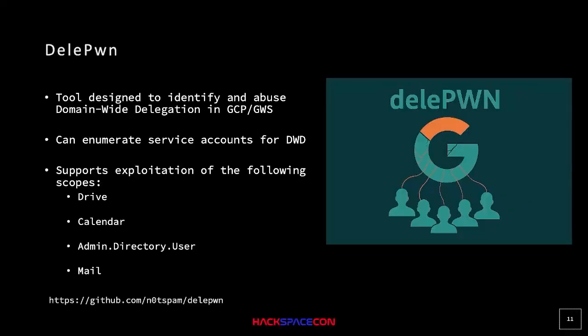So if you find a service account that's enabled for domain-wide delegation with the following scopes that you see here, so drive, calendar, admin, directory, user, and mail, you can use Delapone to complete that attack chain and see how you can use that to move laterally, compromise credentials, find sensitive data, whatever it is. This tool was designed to do that. And this is also a growing list.